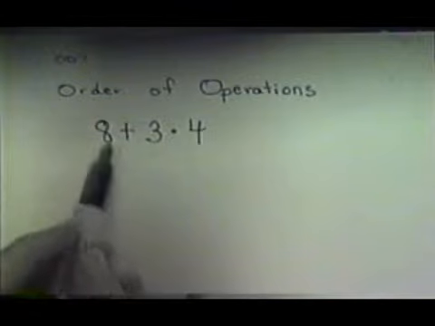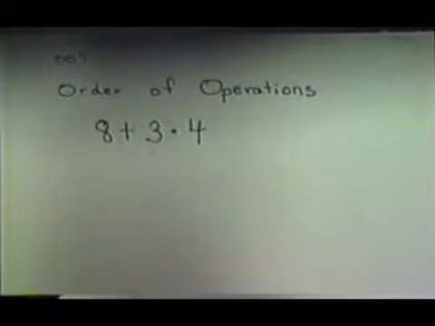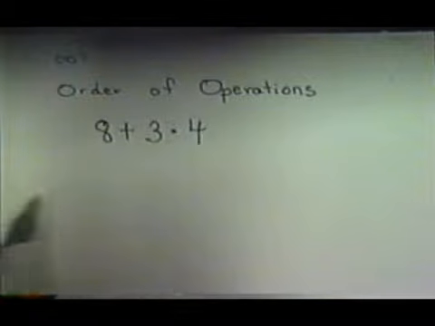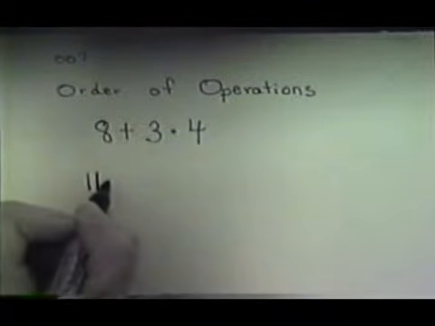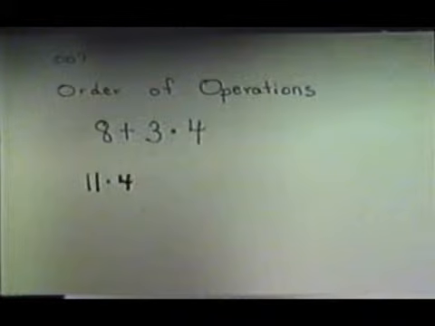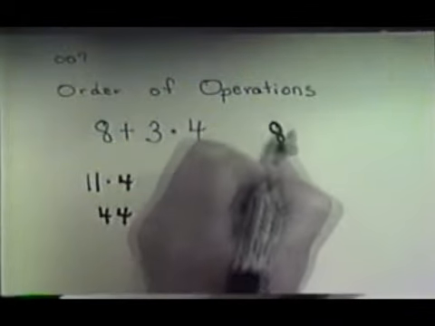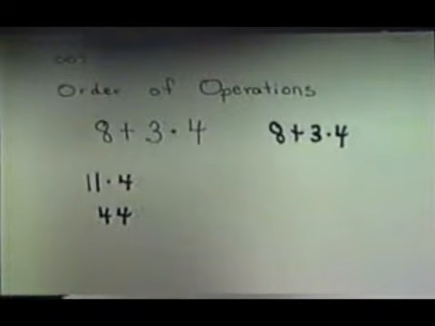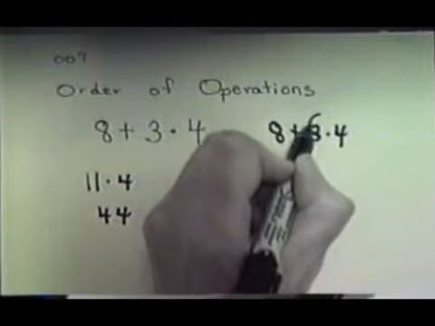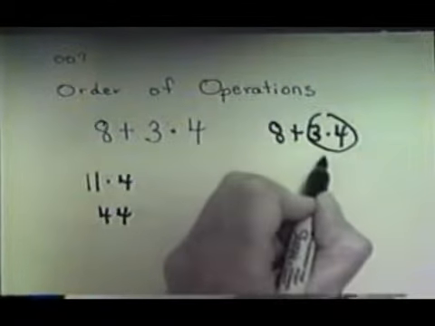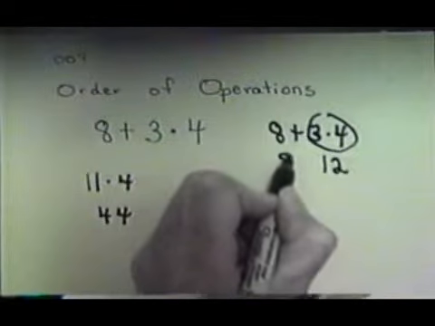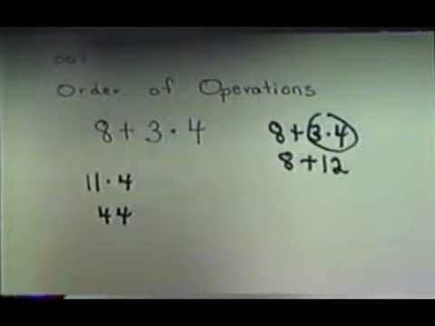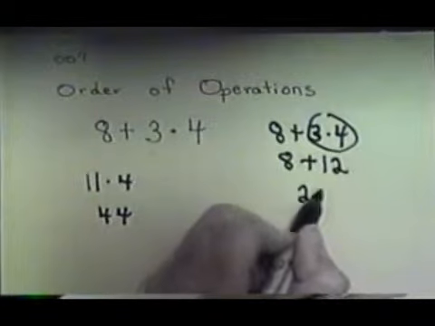One way to do it would be just to go straight through from left to right and do whatever we saw. 8 plus 3 would give us 11. Times the 4 would give us 44. So that's one thing that might happen. Or, let's do it another way. Let's do our multiplying first. If we did our multiplying first, we would get a 12, and then we'd have 8 plus 12, and we'd come up with 20.